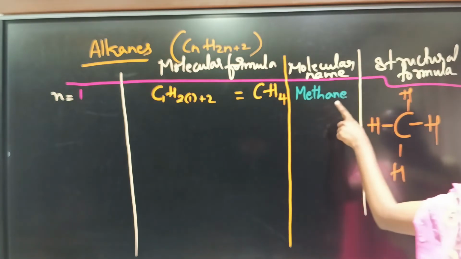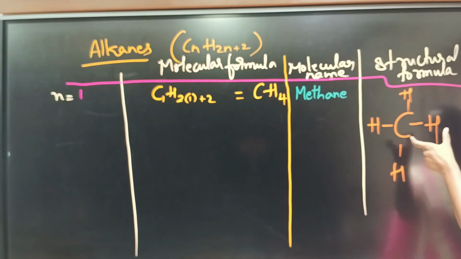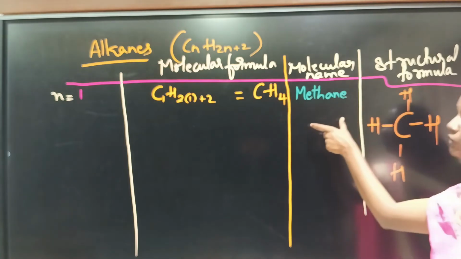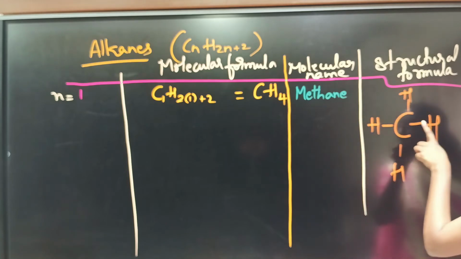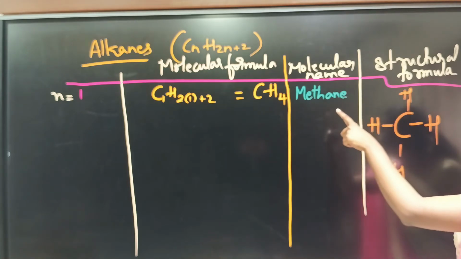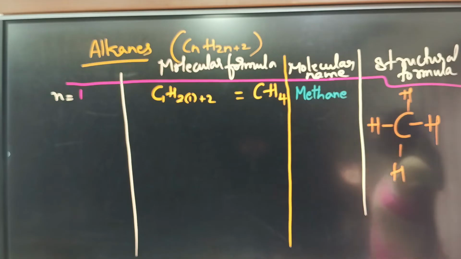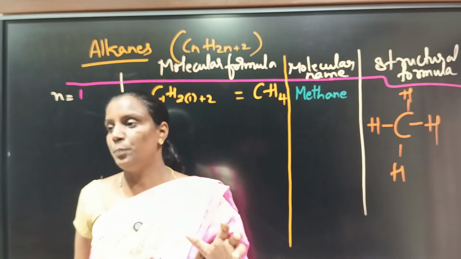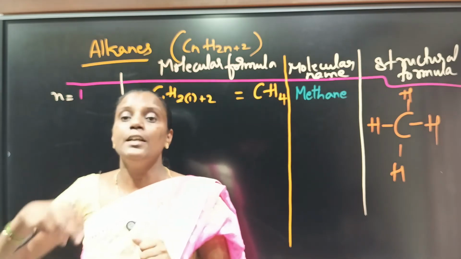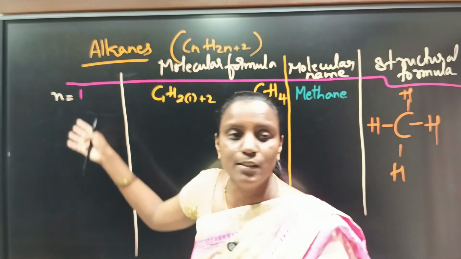I am saying another thing, they may also give you the structural formula and ask you to write the molecular name. If there is a single bond, yes, you can write it as ANE. It is a simple way. In this chapter only we will study another one, IUPAC, how the naming will be done for all these structural formulas.